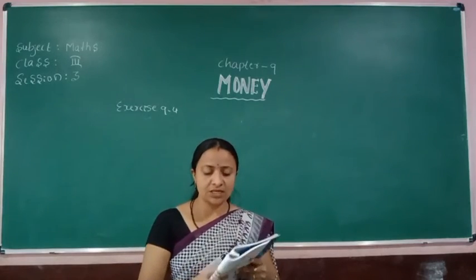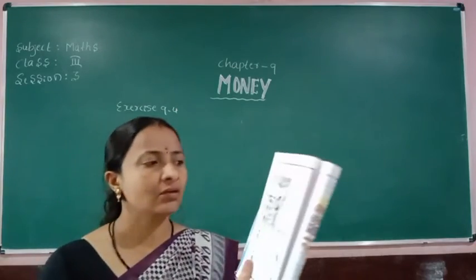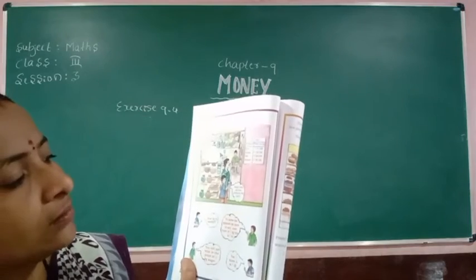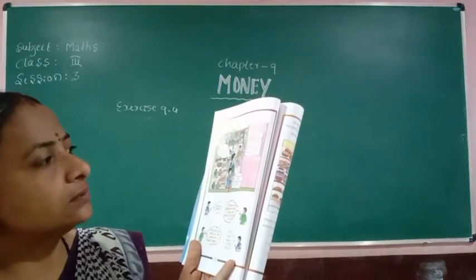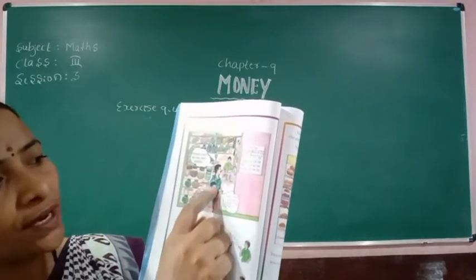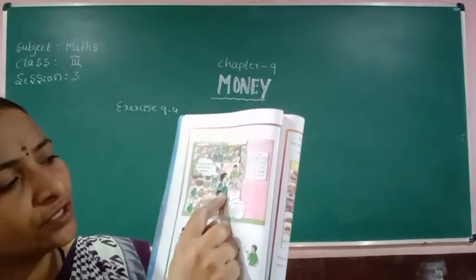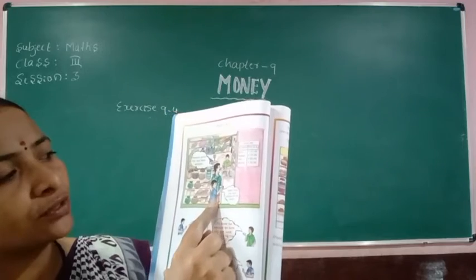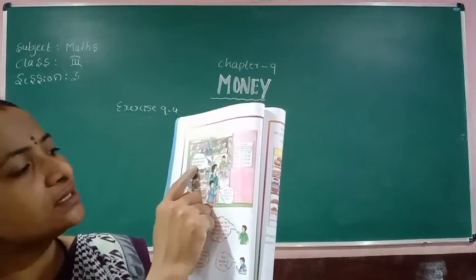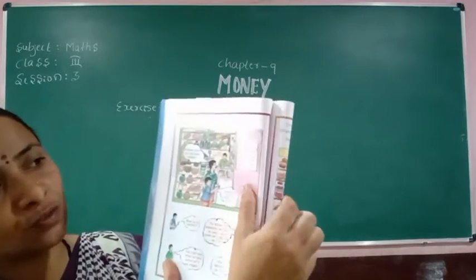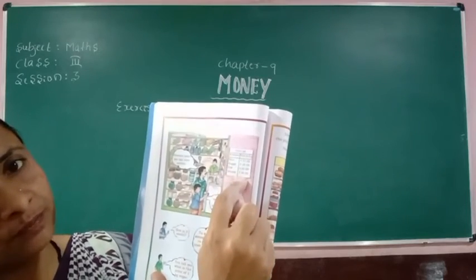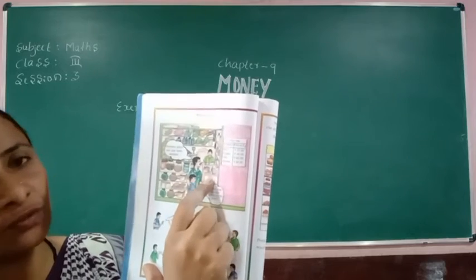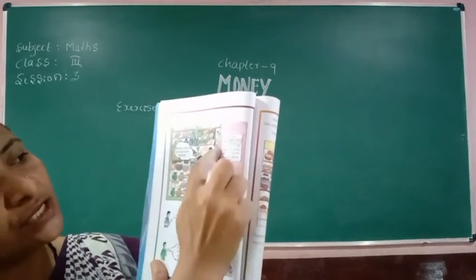So here, students, in this picture, a father and his boy went to a shop. Sorry, it is not a stationery shop, it is a provision store. They went to a provision store. So they have mentioned the price list here.